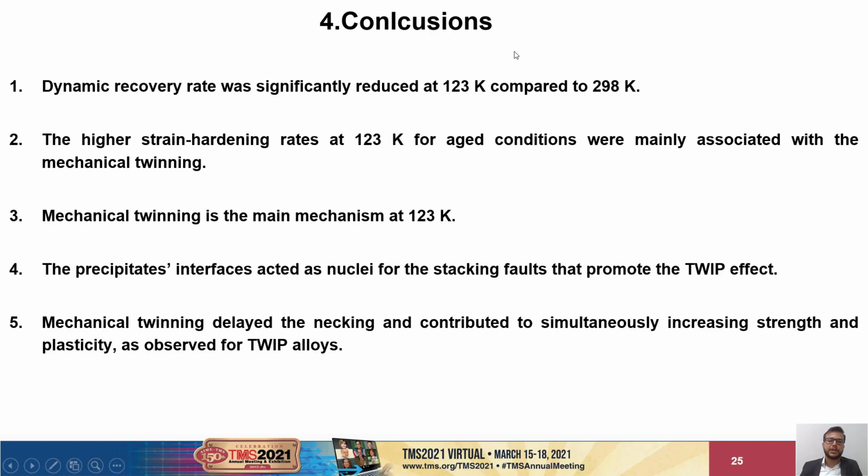Finally, the conclusions are: the dynamic recovery rate was significantly reduced at cryogenic temperature compared to room temperature. The highest strain hardening rate at cryogenic temperature for aged conditions was mainly associated with the mechanical twinning, and the mechanical twinning is the main mechanism operating at cryogenic temperature. The precipitates' interface acts as nuclei for the stacking faults that promote twin effects, and mechanical twinning delayed the necking and contributed to simultaneously increase strength and plasticity as observed in TWIP steels.